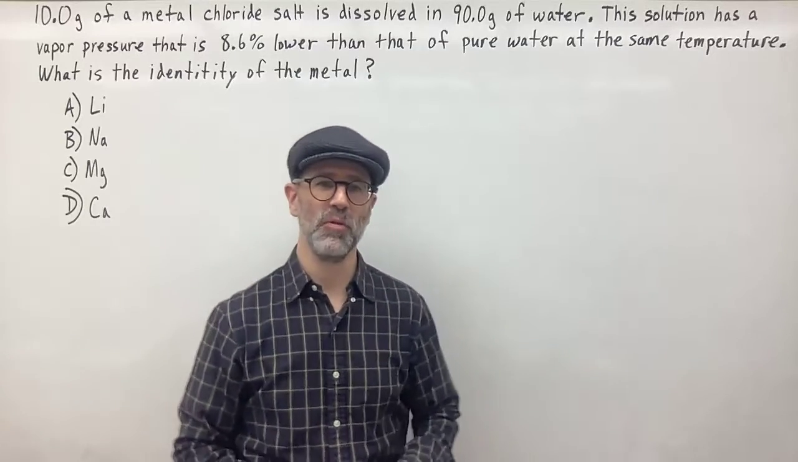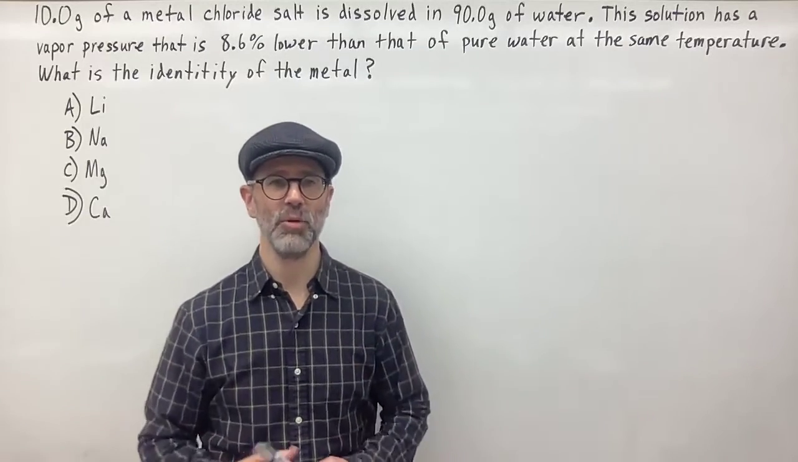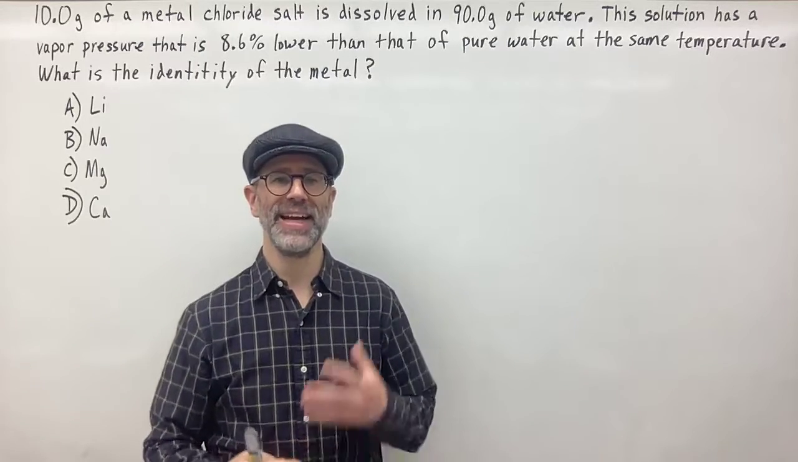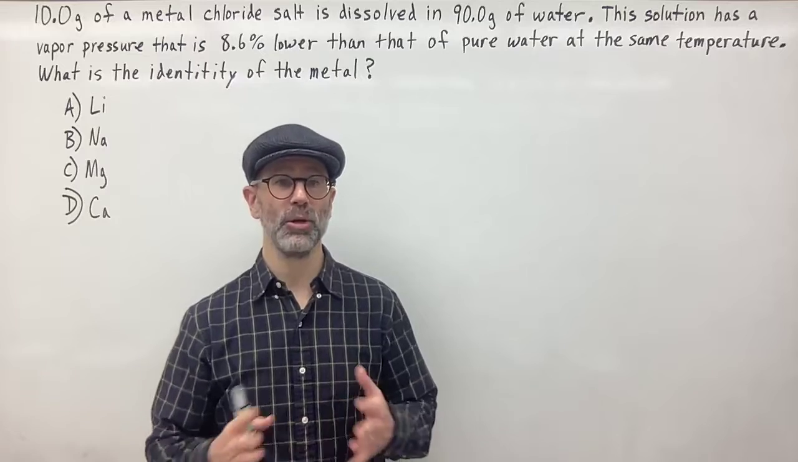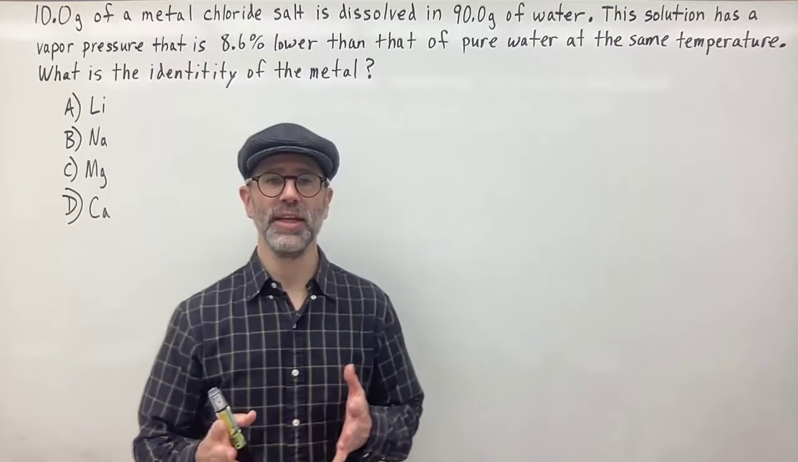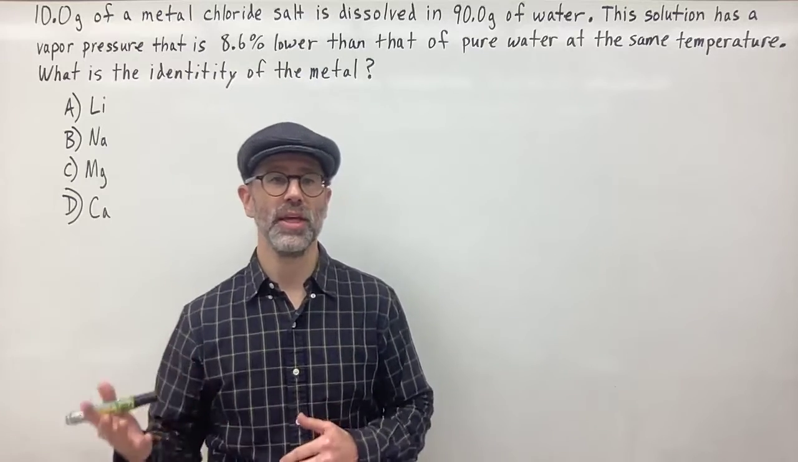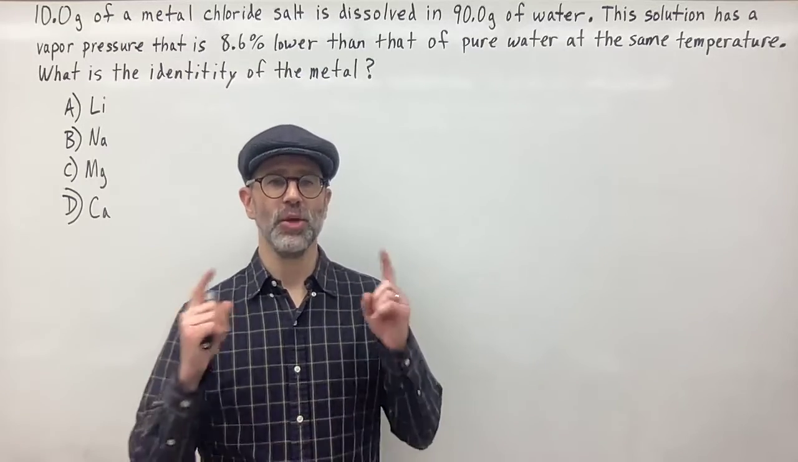My name is Mr. Kovalt, and in this video we're going to go over a problem where you are asked to find the identity of a metal in a metal chloride, and you're given the change in vapor pressure compared to that of water. So let's get into this.